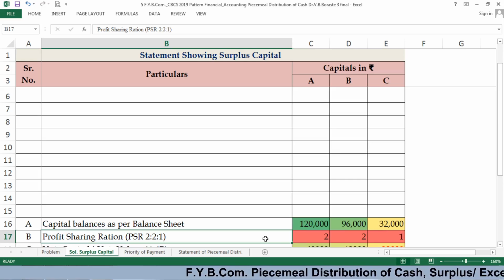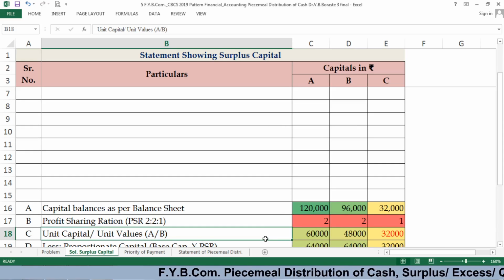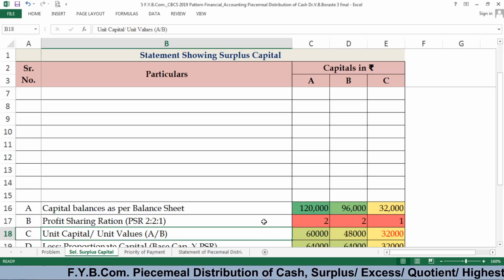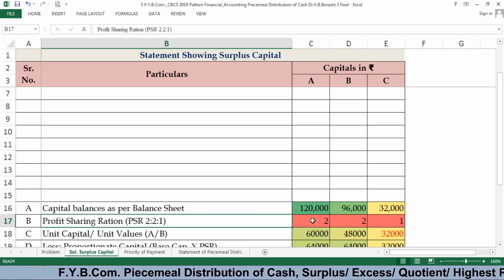It's very simple. Both figures are from the balance sheet, that is, balances as per the balance sheet and the profit sharing ratio. Our third step is to calculate unit capital or unit value. As I said earlier, you can calculate unit capital by dividing the capital by the profit sharing ratio. As I already explained, unit capital means, for one unit, how much amount is given by a partner as capital.